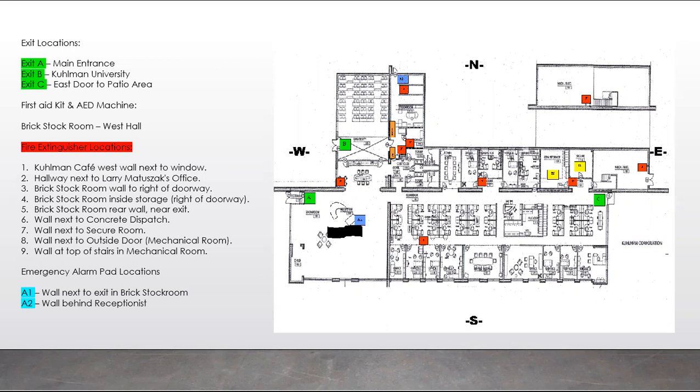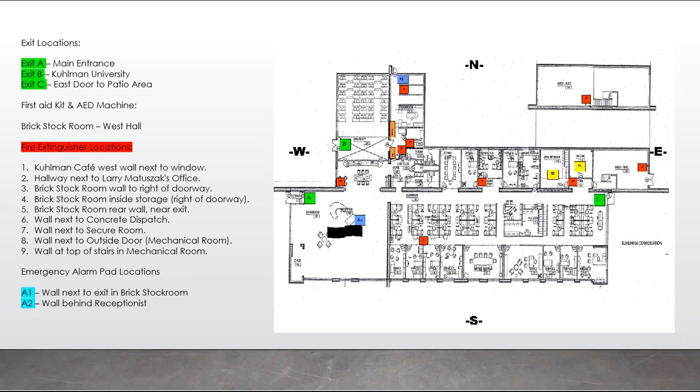You can see the orange rectangles in the brick sample room. The bottom orange rectangle is the AED, and the orange rectangle above that is the first aid kit. The fire extinguisher locations are noted by red squares with the letter F in them. Please be aware of the closest fire extinguisher to where you normally work.